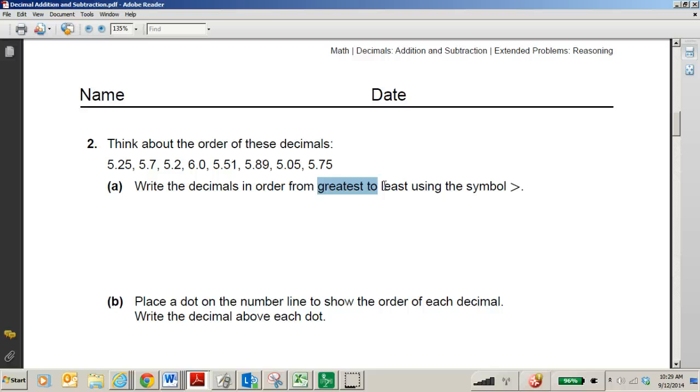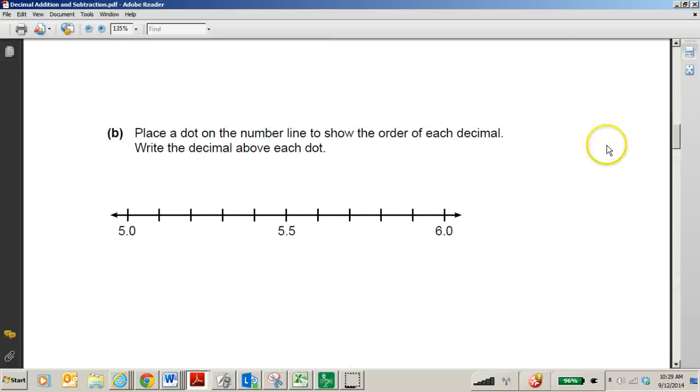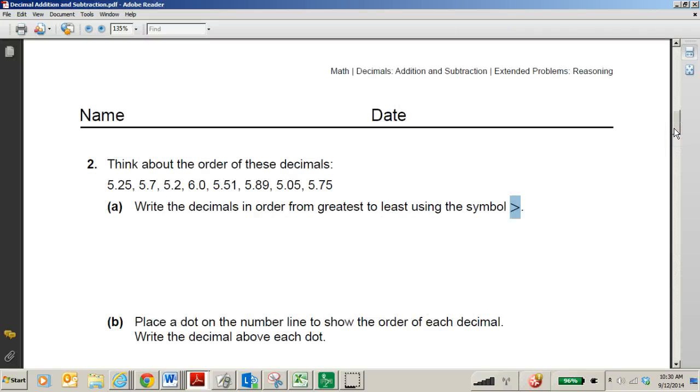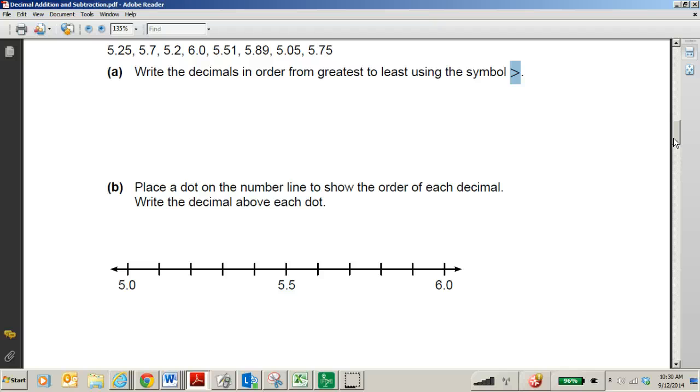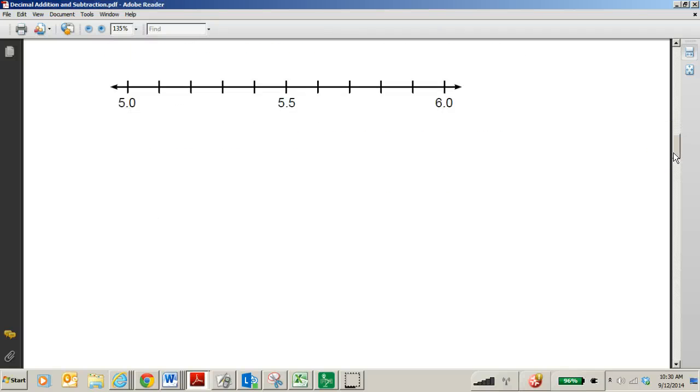It's important for students to really think about, does it say least to greatest or greatest to least? And they want you to use the symbol because we're getting smaller and smaller and smaller each time, so they use the greater than symbol. And then we have that number line, and it says place a dot on the number line to show the order of each decimal. So you really need to think about, just like I did with those models, and again you could color in the centimeter grid paper to help with this and have them place that on the number line.